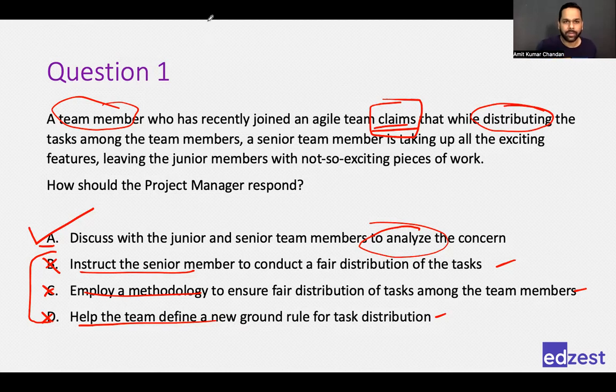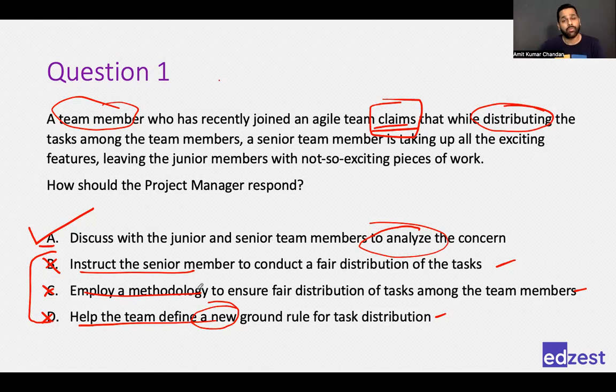Is it clear, everyone? All of you answered A also, but yeah, it's clear, right? Whatever we are discussing. Amit, I have a question. Yeah, please. So Amit, if the D option would have been help the team member define a ground rule instead of a new ground rule, won't that be an option to be considered?